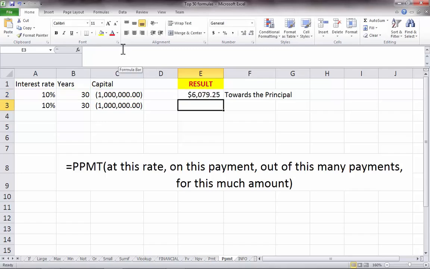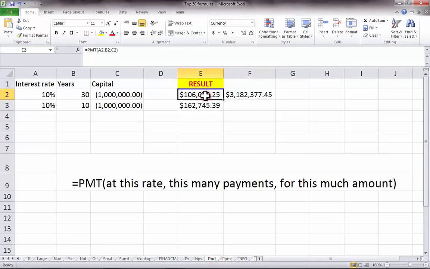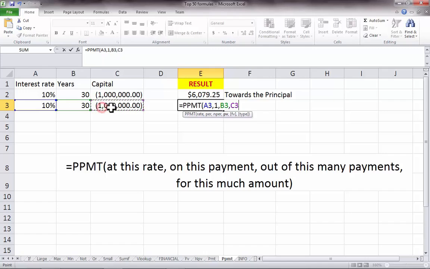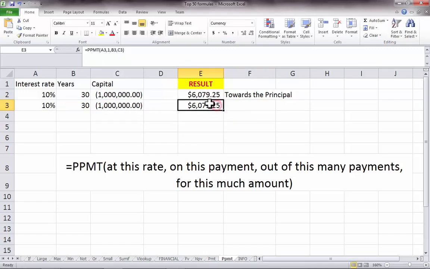So what it's saying is we're only paying $6,000 towards the principal, which is kind of surprising, because if you look over here a while ago, it's saying that we need to pay $106,000 for each year, and in the first year you're only paying $6,000 out of the $106,000. So if we try it out over here, that's PPMT rate, and then we want to get the first year, number of periods, and the capital or starting value, and it gives you 6,000.